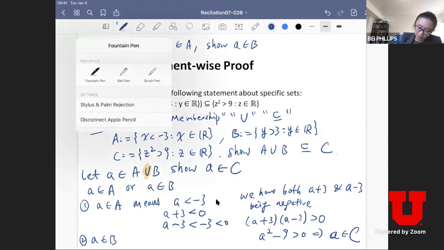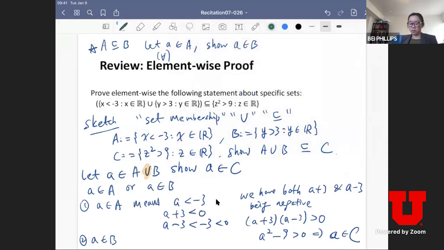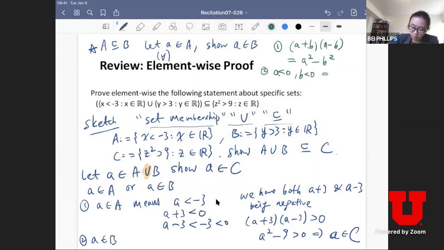So what kind of trick did I do? I used a few properties. Not only set membership, the definition of union, and the definition of subset, I also used the fact that a plus b times a minus b is equal to a squared minus b squared. That's the first thing I used. The second thing I used is that if a is smaller than 0 and b is smaller than 0, two negative numbers, when they multiply together, I get a positive number. That's another property I used. Okay, that's what helped me with the first case. So now let's do the second case.